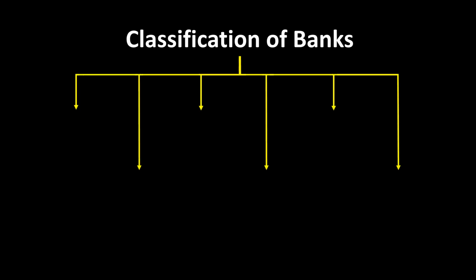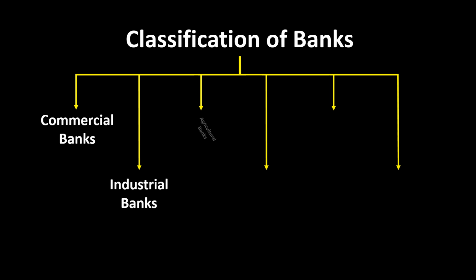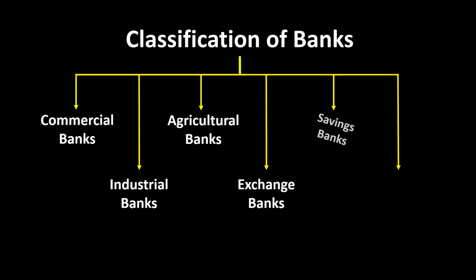Therefore, on the basis of functions, banks are classified into six categories: commercial banks, industrial banks, agricultural banks, exchange banks, savings banks, and central banks.